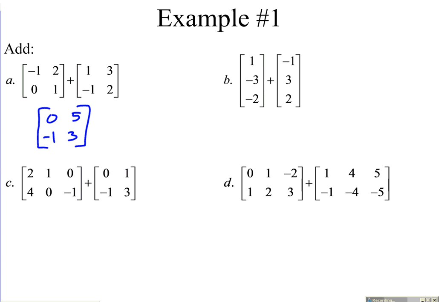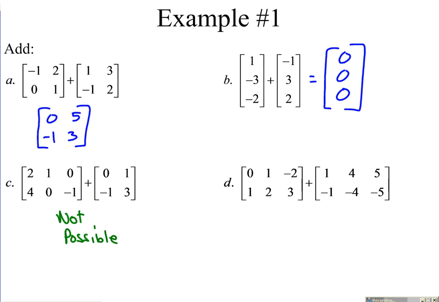Here we have a 3 by 1 matrix plus a 3 by 1 matrix, so we can add those together. 1 plus -1 is 0. -3 plus 3 is 0. -2 plus 2 is 0. There's our matrix. Letter C, not possible. Not the same order. Can't add them together.